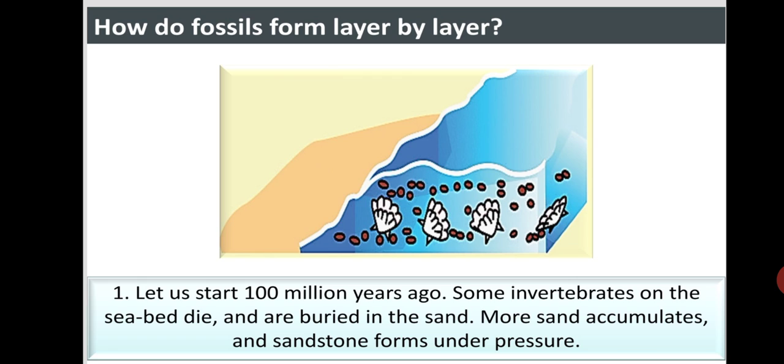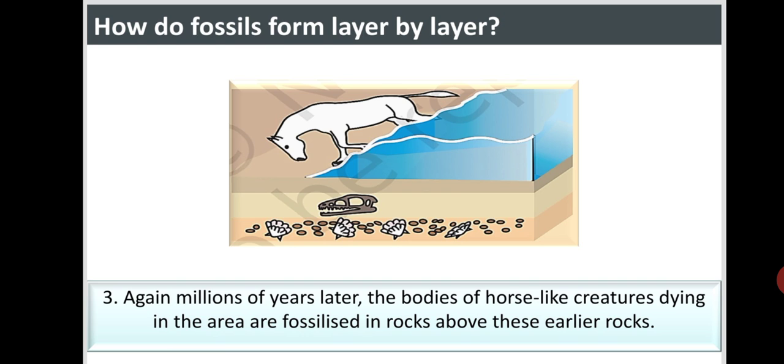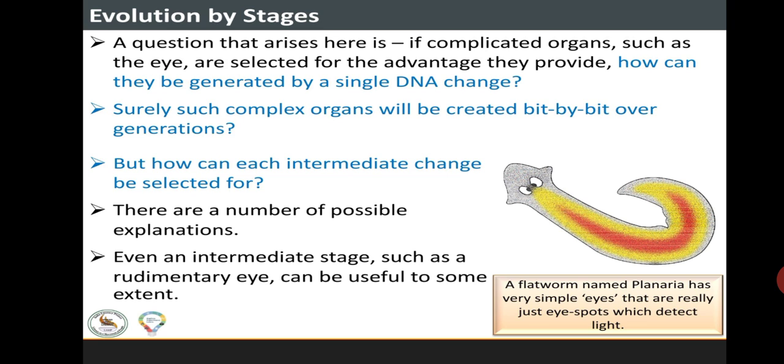Here we have the steps. You can see that after a number of years, layer by layer, soil forms above the organism in the deeper parts of the earth, and a fossil is formed. So the next thing we have to move on to is evolution by stages.